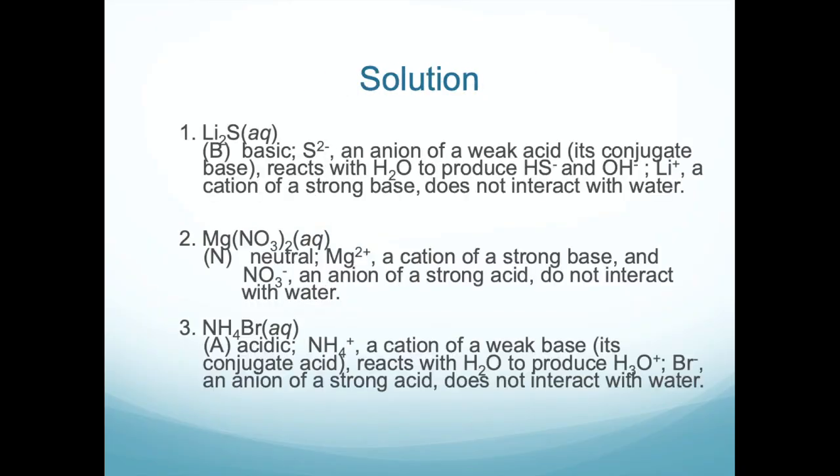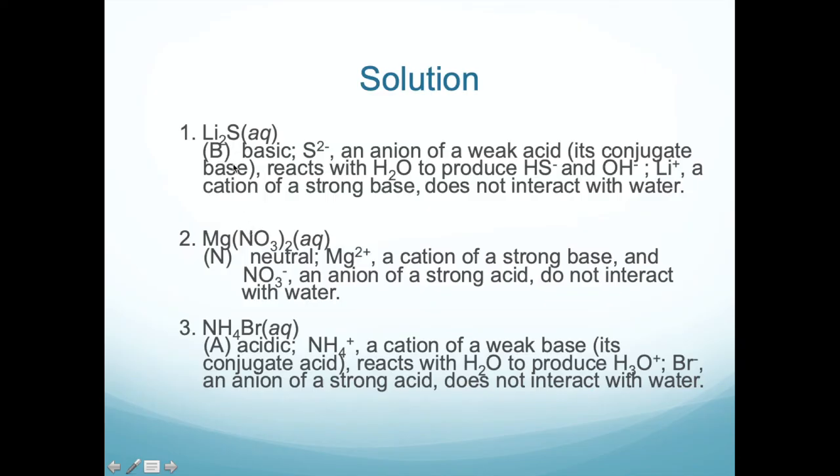Hopefully you figured out that, even if you didn't do this in order, the easiest one to figure out is this ammonium bromide down here. As soon as you see ammonium, as soon as you see NH4+, you know it's going to be an acidic salt. You know ammonium comes from ammonia, which is a weak base. So ammonium must be the conjugate acid of that weak base, and therefore this is an acidic salt. That one hopefully was really easy.